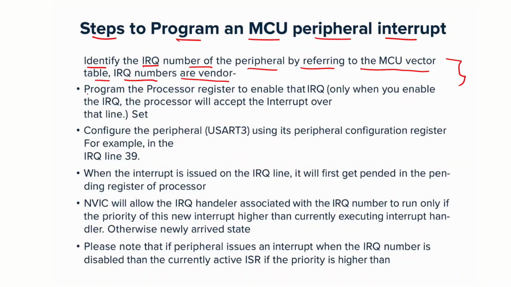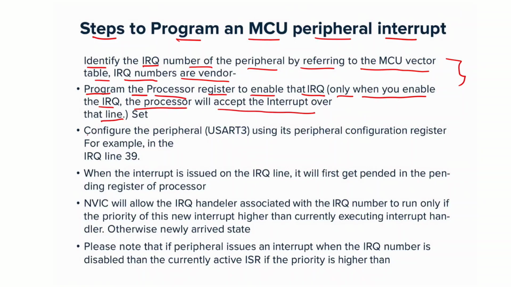The next one is to program the processor register to enable the IRQ. Only when you enable the IRQ, the processor will accept the interrupt over that line. Which means, if you want to enable that interrupt, then you have to go to the corresponding processor registers. That is nothing but the NVIC registers, and you have to enable that IRQ number in that NVIC register.